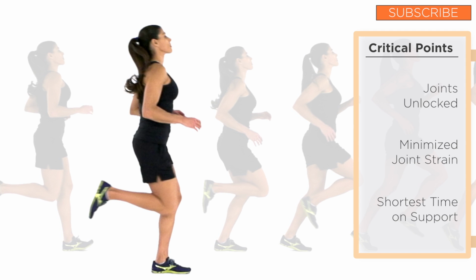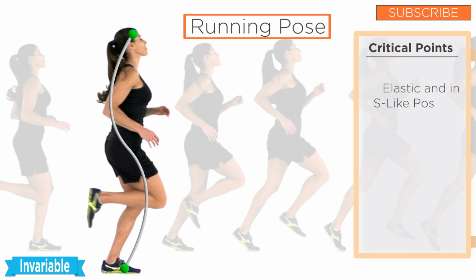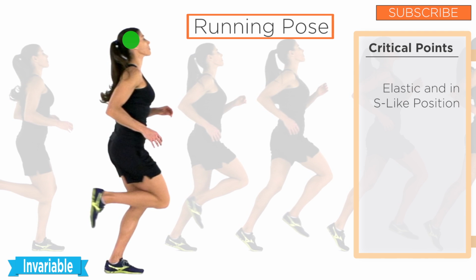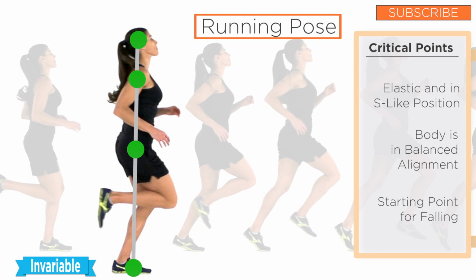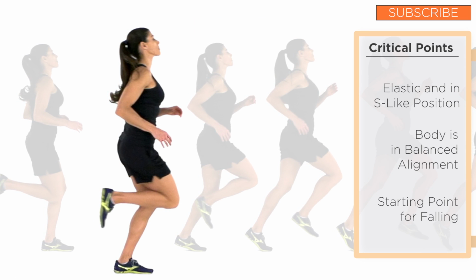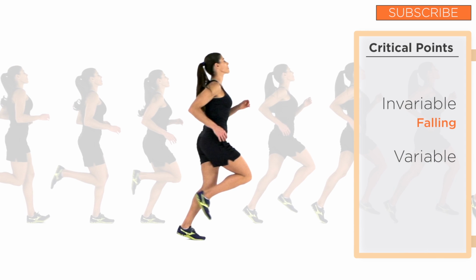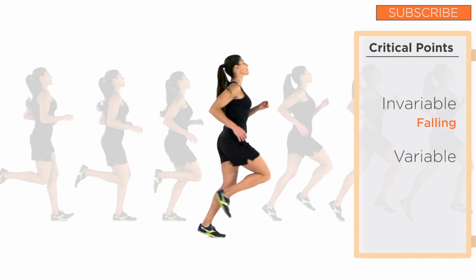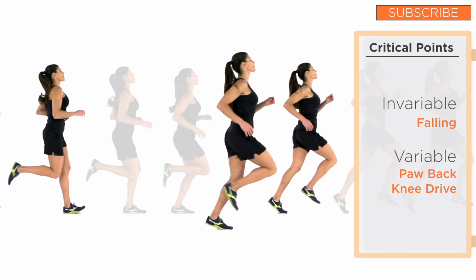Like I said earlier, you will always pass through the running pose. At this point, the body is elastic in an S-like position and the head, shoulders, hips, and feet are aligned. This is the starting point for the body to fall forward. Falling is the second invariable element. Just like the running pose, there are variable elements that add on to it. Those are the pawback and the knee drive.